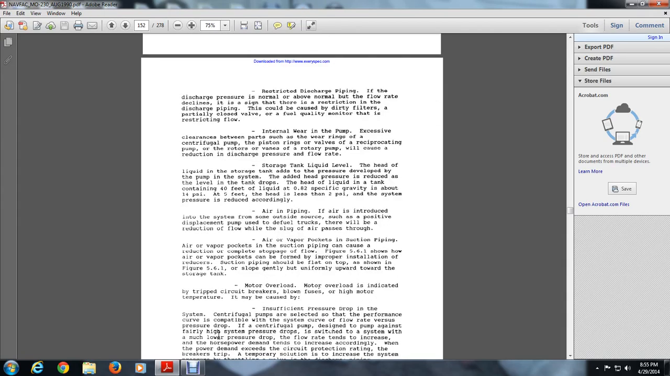Air and vapor pockets in the suction piping can cause a reduction or complete stoppage of the flow. Figure 5-61 shows how air vapor pockets can be formed by improper installation of reducers. Suction piping should be flat on top and, as shown in Figure 5-61, slope gently and uniformly upward toward the storage tank.